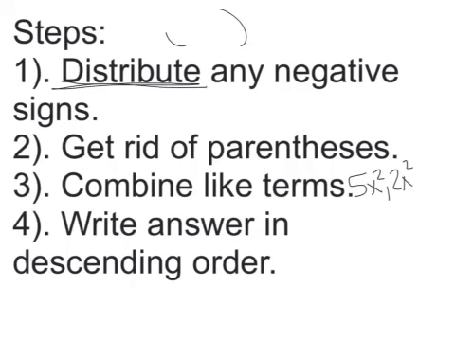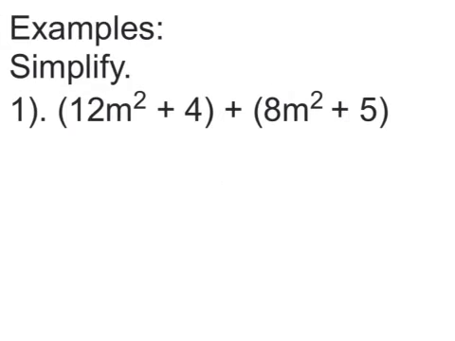And our last step is that we're going to write our answers in descending order. So that means that when we look at our exponents, they go in order. So this would be in descending order because we have an exponent of 2. This means an exponent of 1. And here we don't even have an x. Okay, so let's look at the first example.